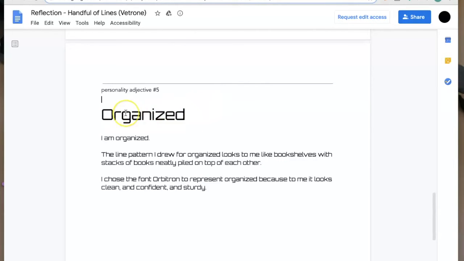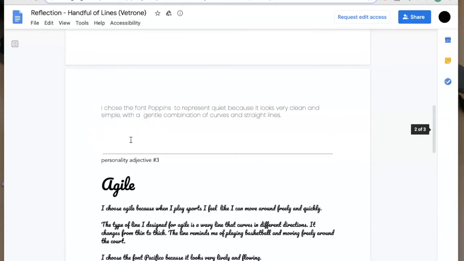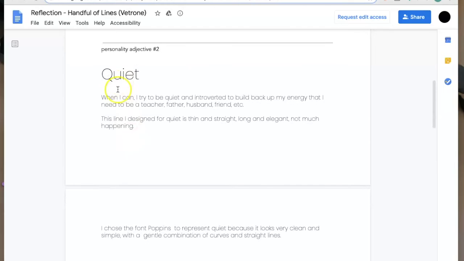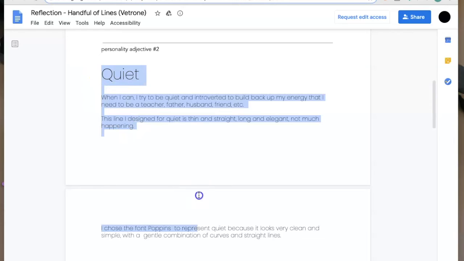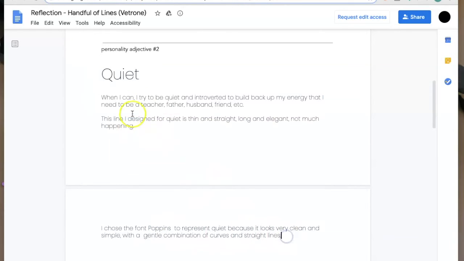So for each one, you're going to say why you chose that word. Because I am organized. That's not great. Let's see, quiet. When I can, I try to be quiet and introverted to build back up the energy that I need to be a teacher, father, husband, friend. Okay, so telling us why you feel that word represents you. And do it all in the same font. So if you choose Poppins, do this whole paragraph in the same font.